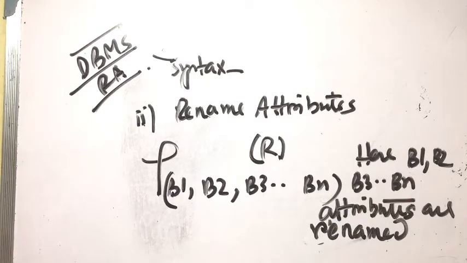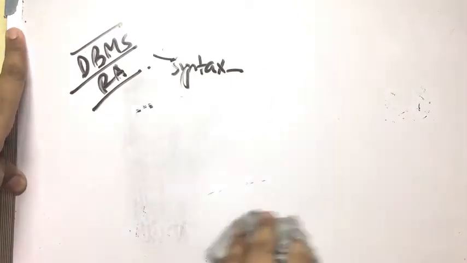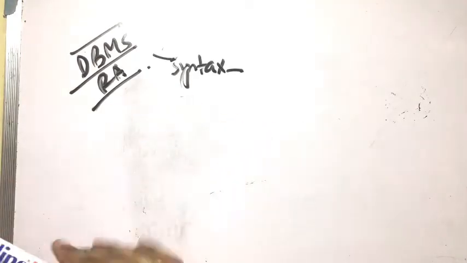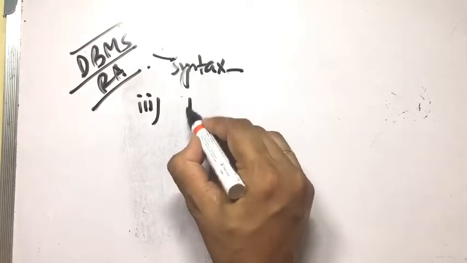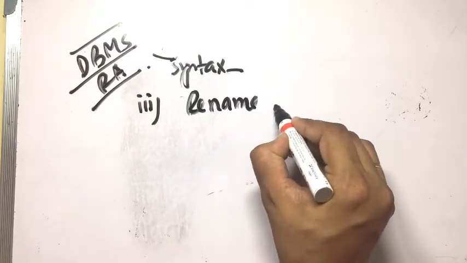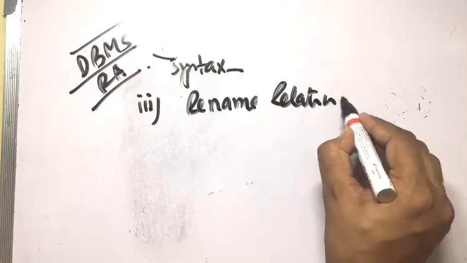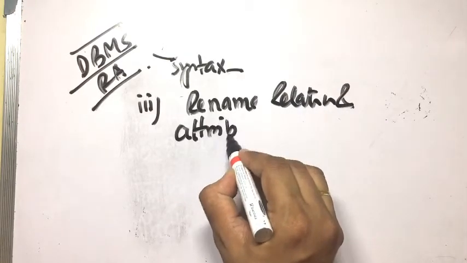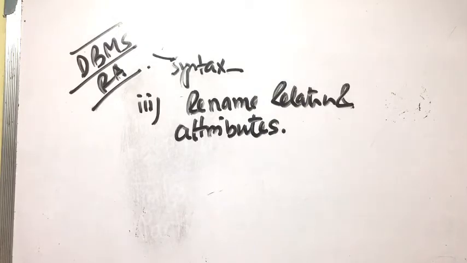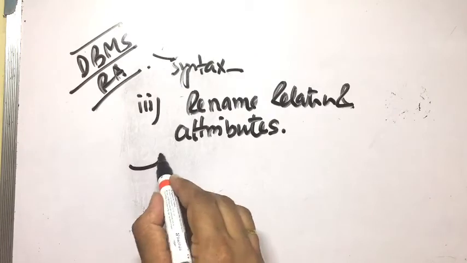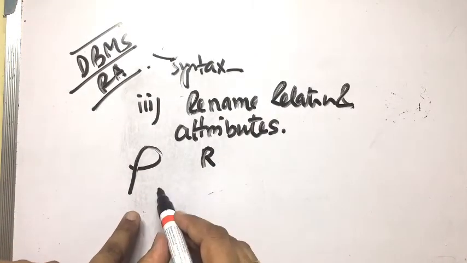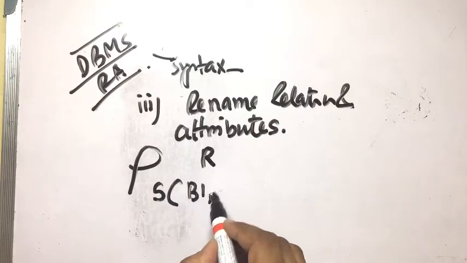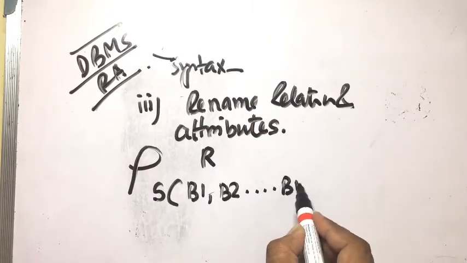So this is the second syntax. Suppose we want to rename both, that is, rename relations and attributes. Suppose I want to change both the relation and attributes, then we will use rho. The old relation is R, the new relation is S, as well as changing the attributes B1, B2, Bn.